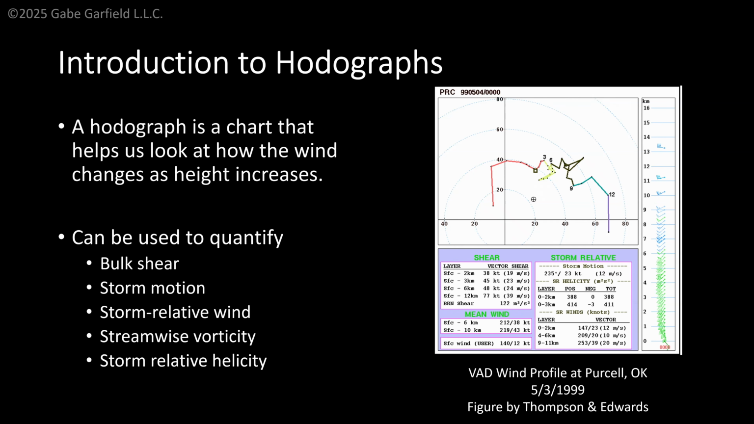And you have an example at right that was taken during the May 3rd, 99 outbreak, the violent tornado outbreak in the Southern Plains, including the Bridge Creek Moore F5. And that is actually a pretty classic looking hodograph, and we'll dig into the shape of that in a few minutes.